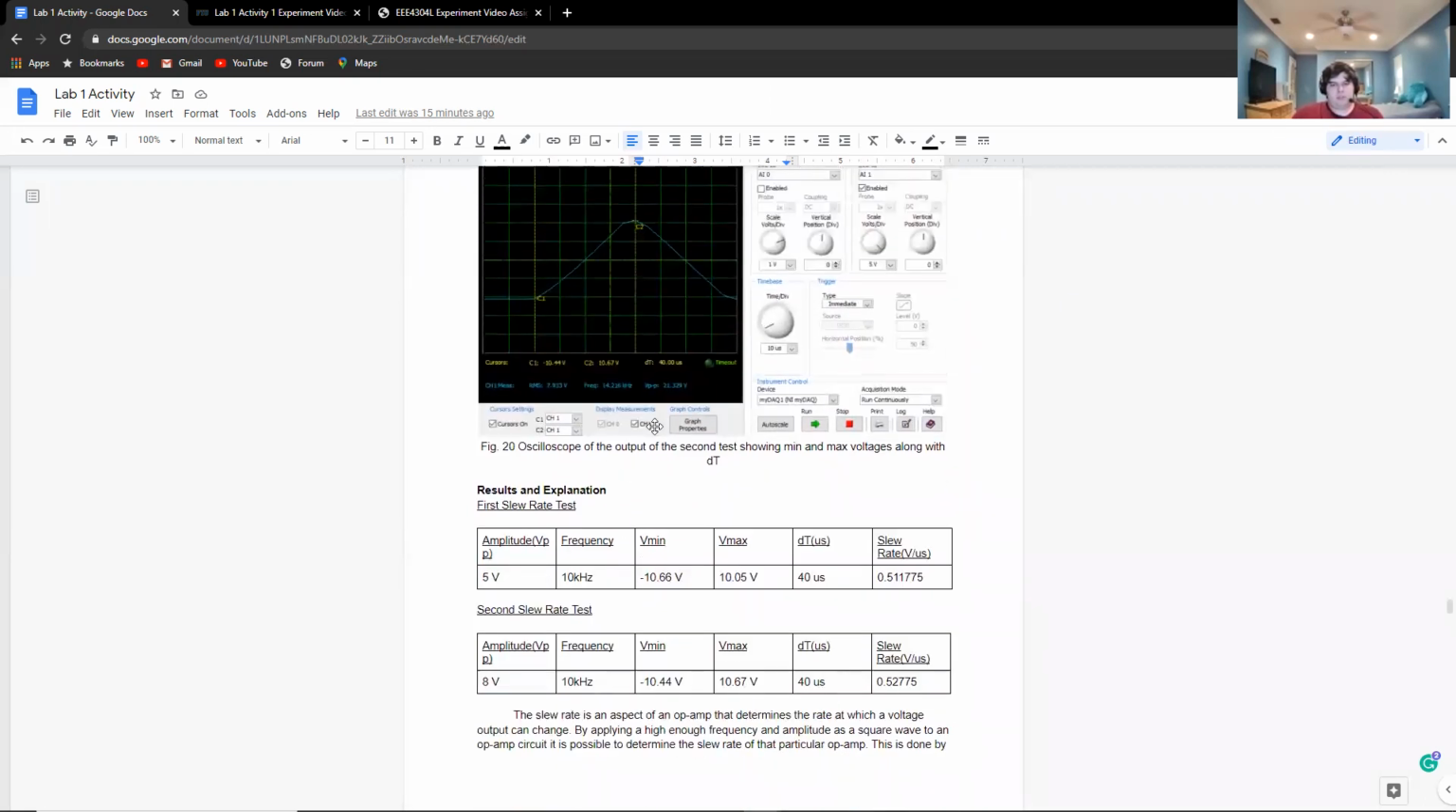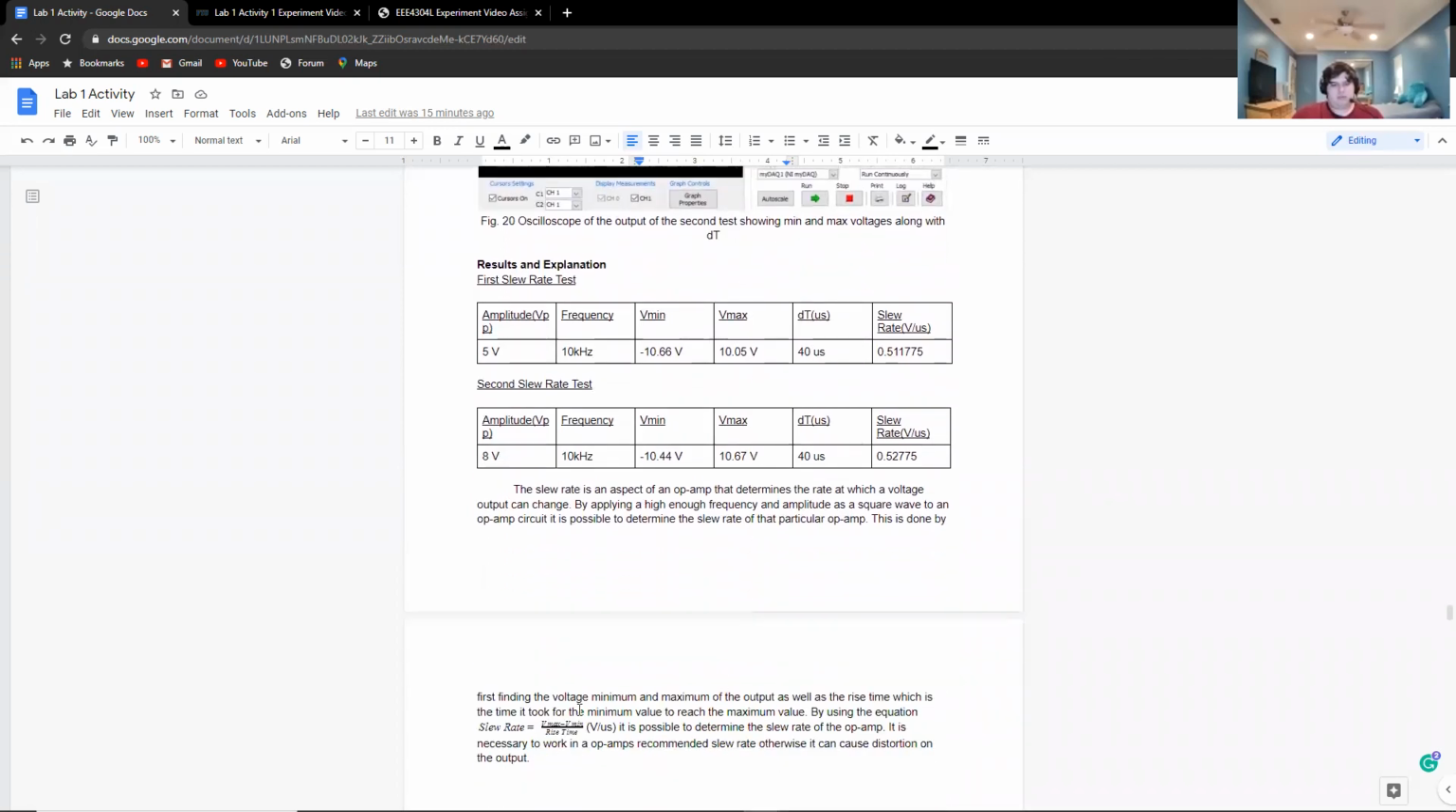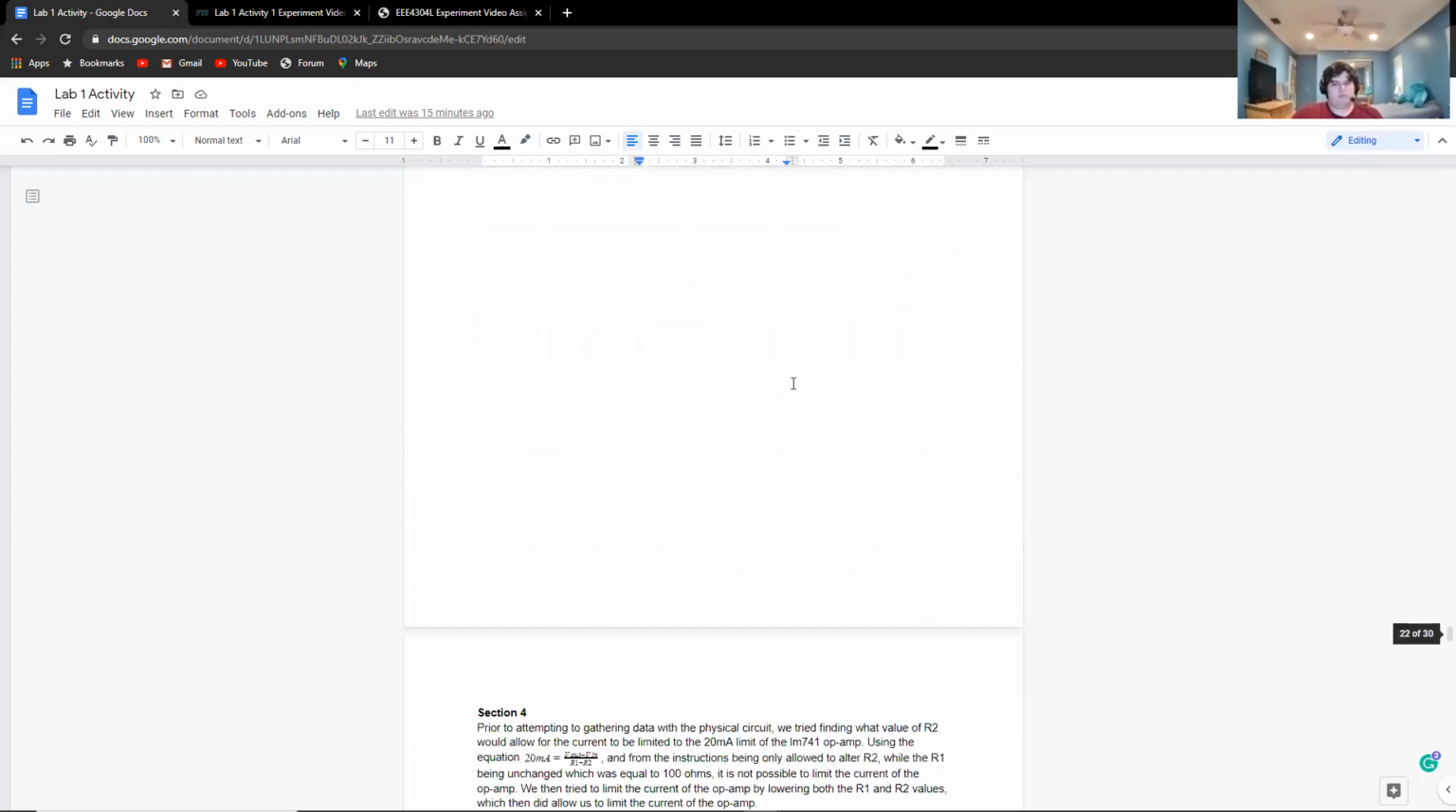The slew rate, we were able to calculate by doing the V maximum minus the V minimum over the rise time. So that is shown with this equation right here. And we were able to get a slew rate for the initial test of 0.511775 and the second test of 0.52775, where the minimum slew rate of an op-amp of LM741 is 0.5. So we were able to get something that showed that that was possible to reach.